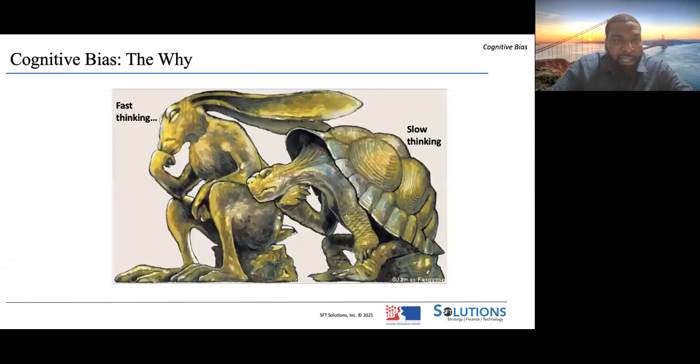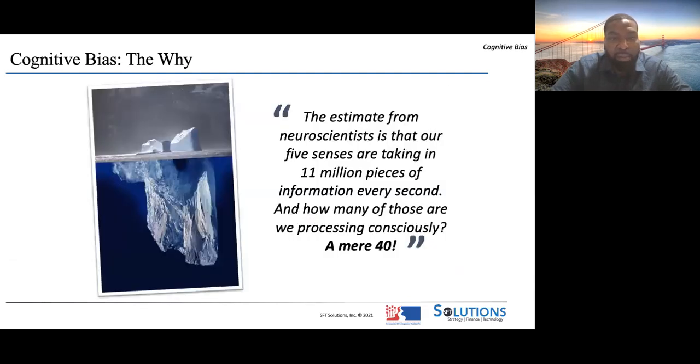So this happens because we have a fast thinking brain and we have a slow thinking brain. We try to put as many things on the highway as possible in our brain. Neurologists estimate that our 5 senses are taking in 11 million pieces of information every second, and we are actually processing only 40 of those things.